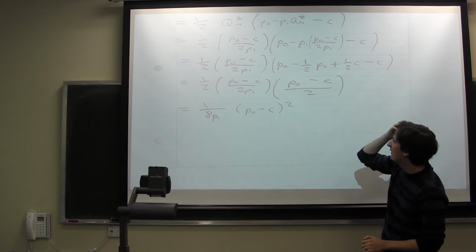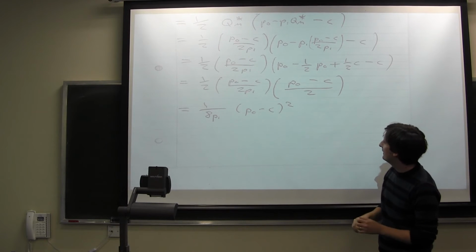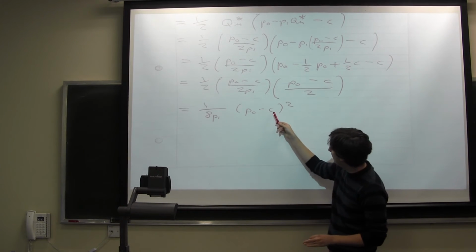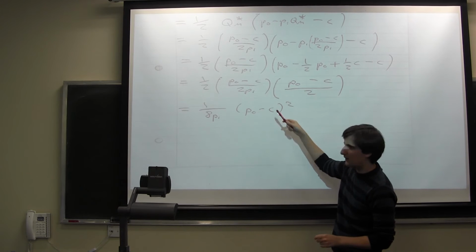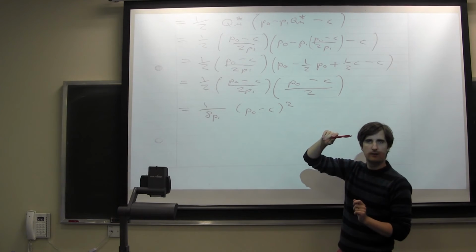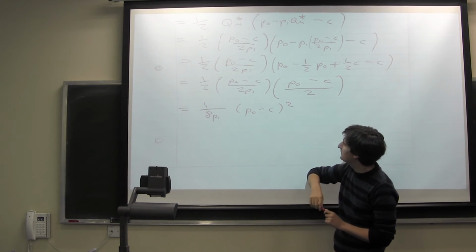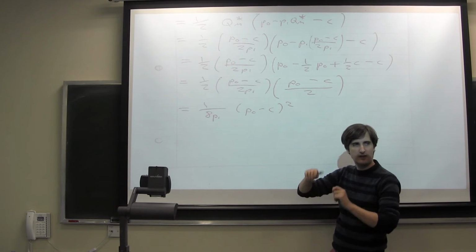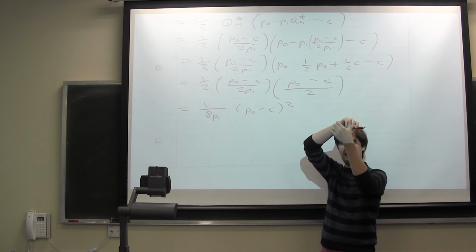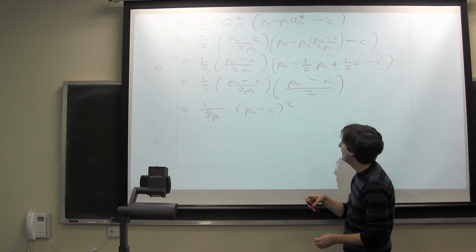So does this make sense? If marginal costs are high, then deadweight loss is smaller. That makes sense. If marginal cost goes up, then the area of that triangle must be shrinking.